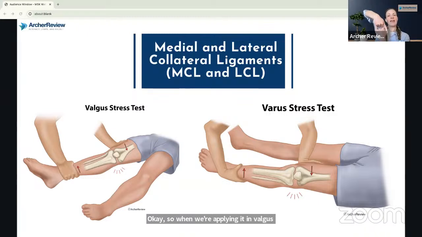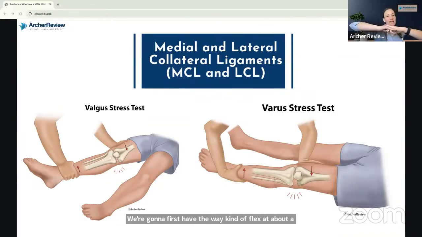The MCL's job is to provide stability when we're getting stress from the outside, making our knees stick together. The valgus stress test is going to be pushing the knee inwards, okay? And the MCL's job is to hold that knee together. We're not going to see any gapping in that medial joint area, and that's what we're looking for. We're going to perform this with the leg at two different degrees. We're going to first have the leg flexed at about a 30-degree angle.